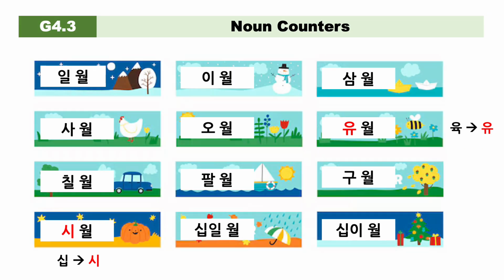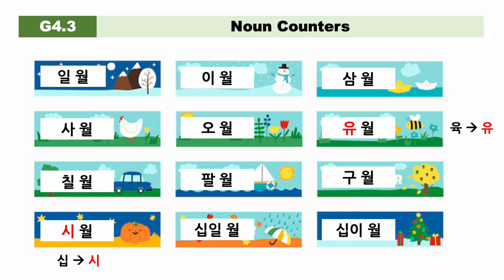Now let's learn how to say the names of the months in Korean. The counter for this is 월, and it's used with Sino-Korean numbers. 1월, January, 2월, February, 3월, March, 4월, April, 5월, May, 6월, June, 7월, July, 8월, August, 9월, September, 10월, October, 11월, November, 12월, December.